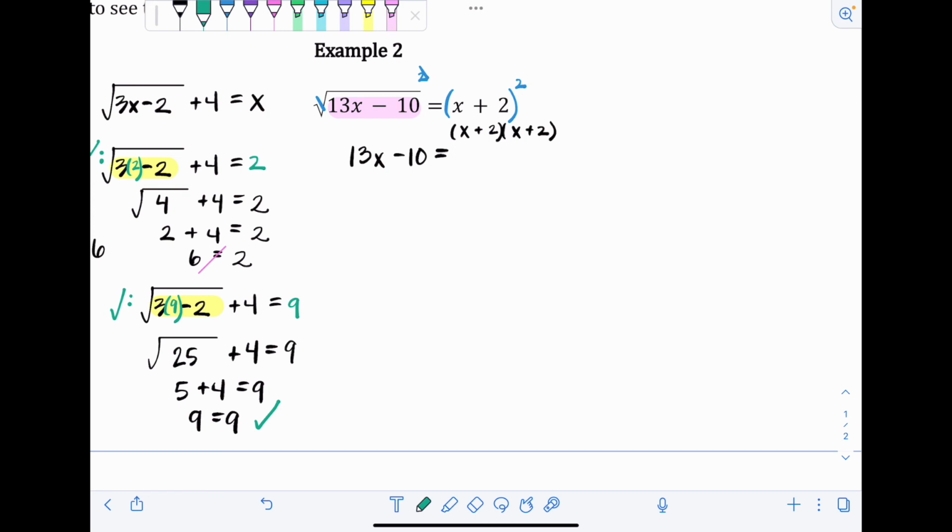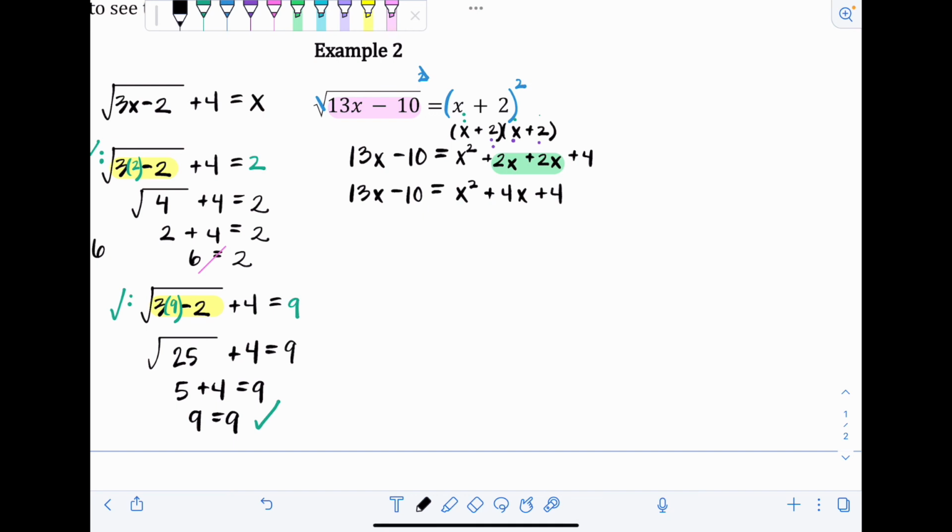Okay, and then if we FOIL it, x times x, that's x squared. And then x times 2 is plus 2x. The middle 2 times x is another plus 2x. Feel free to just combine those two x's right away. And then the last would be 2 times 2, so plus 4. And then check for like terms. I have a 2x and a 2x that I can combine. So 13x minus 10 is equal to x squared, 2x plus 2x is 4x, and then bring down the plus 4.